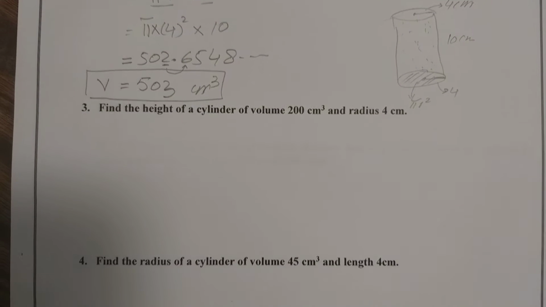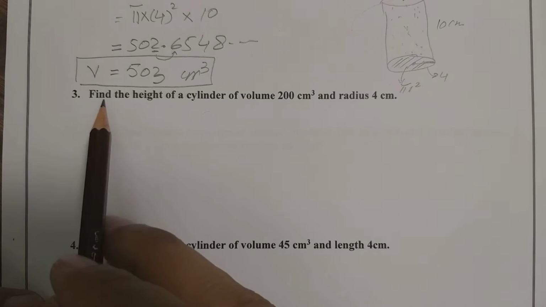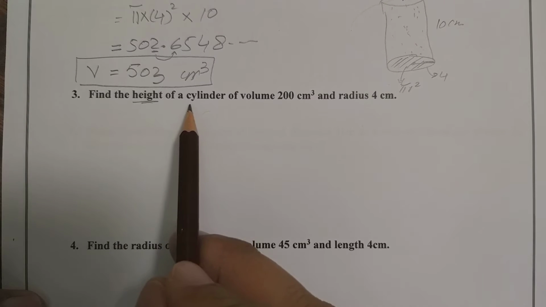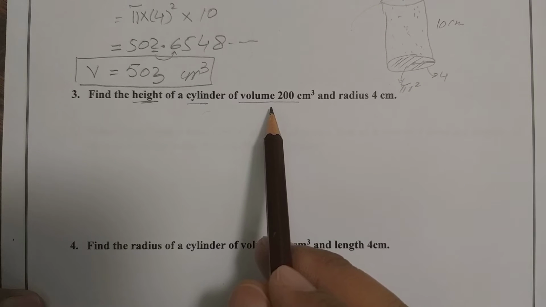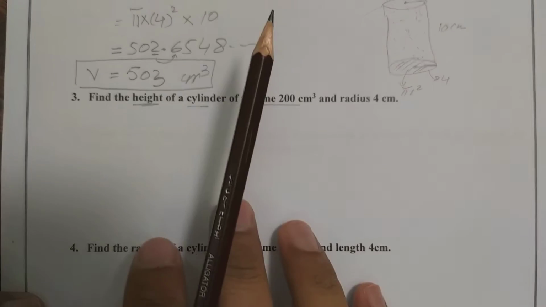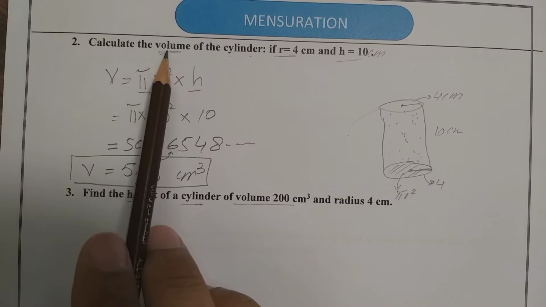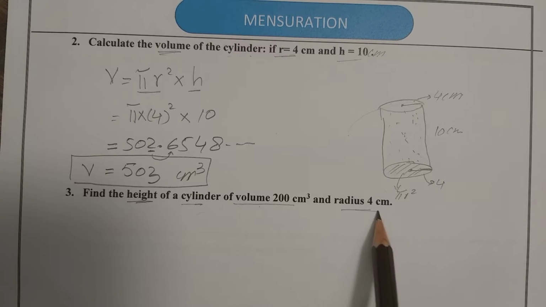Now question number 3. Now we need to find the height of the cylinder if the volume is given. In the previous question we needed to find the volume, but here we are given the volume and the radius. We need to find the height of the cylinder.